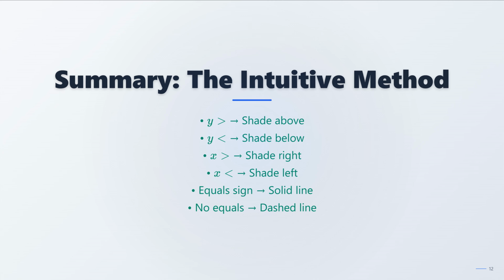And that's it. You now have a completely intuitive method for graphing inequalities. Y greater than? Go up. Y less than? Go down. X greater than? Go right. X less than? Go left. And remember, equal sign means solid line. No equal sign means dashed. No more test points, no more confusion. Just follow the direction the variable needs to go, and you'll nail it every time.